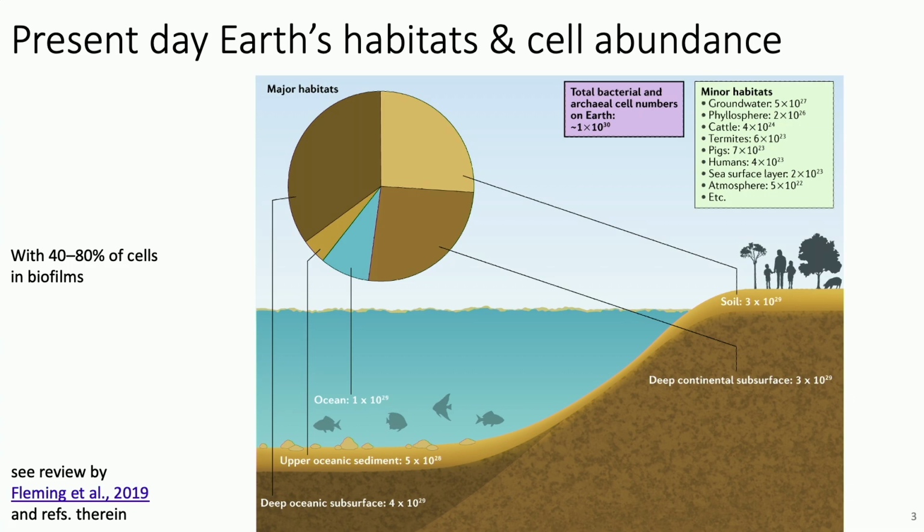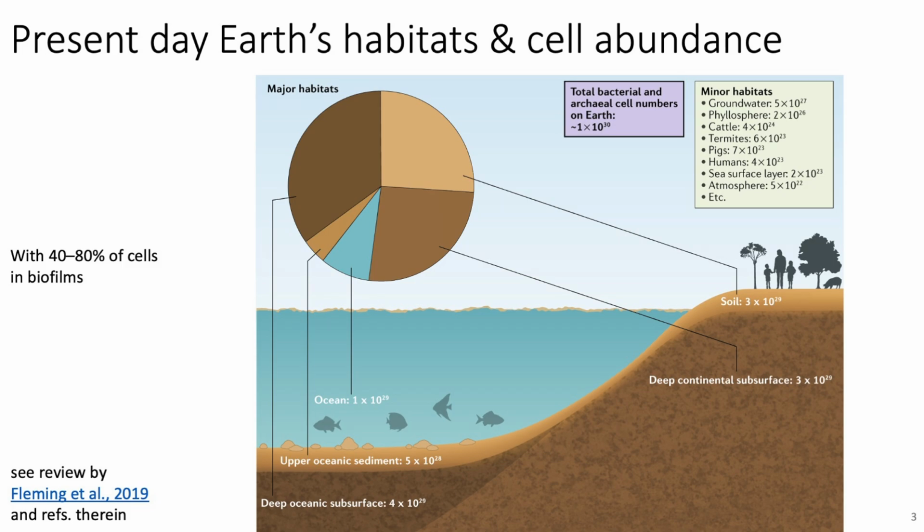Currently, we know that on the Earth we have about 10^30 cells inhabiting the Earth. This is mostly archaeal and bacterial cells, and most of them are actually not on the surface. The eukaryote cells, we'll talk about them in the next slides, are orders of magnitude below in terms of cell numbers. So most of the life, in terms of individuals, is microbial.